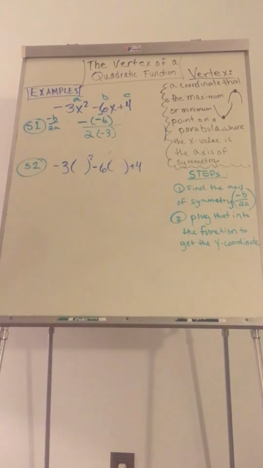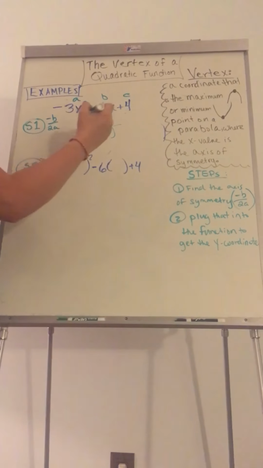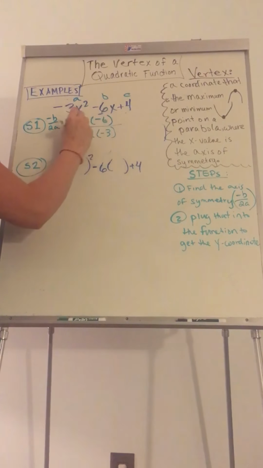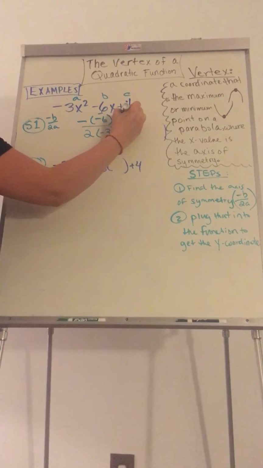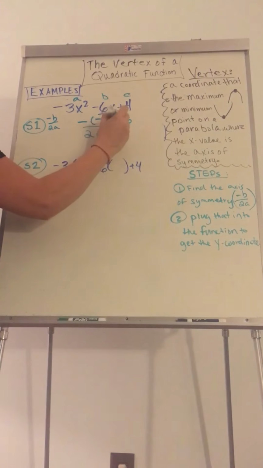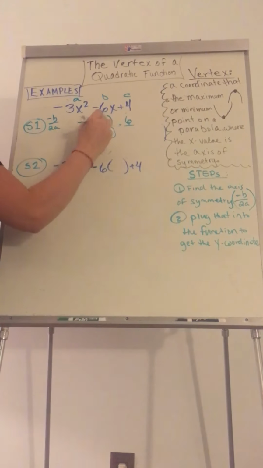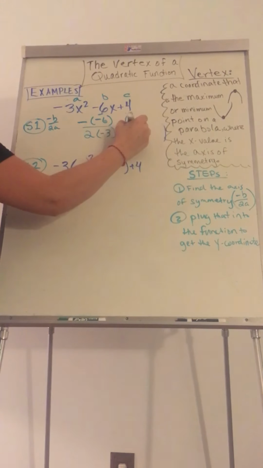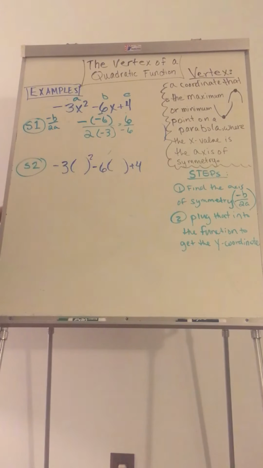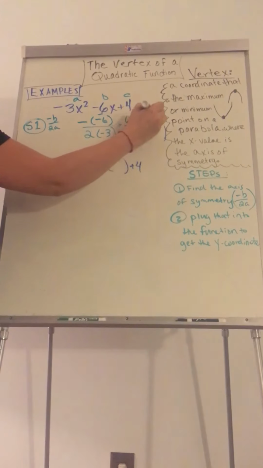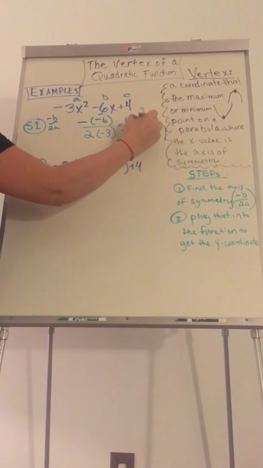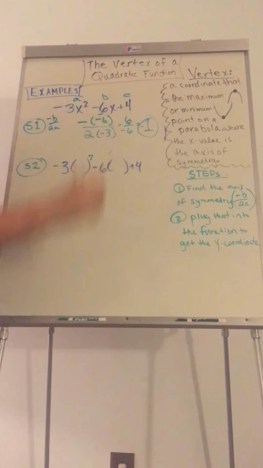So I end up with negative 6. Remember, double negative is a positive. So that will be positive 6 over 2 times negative 3, which is negative 6. A number divided by itself is 1, and one of those is negative, so it ends up being negative 1. And that is the axis of symmetry.